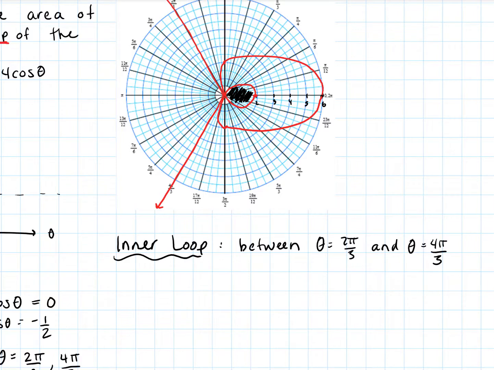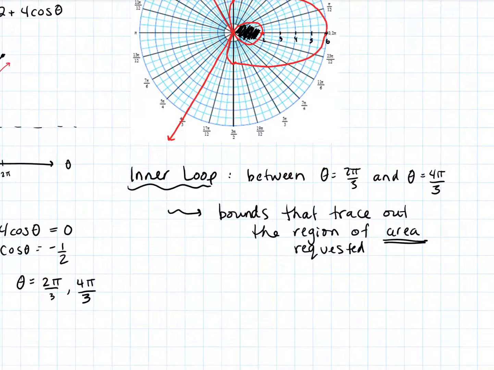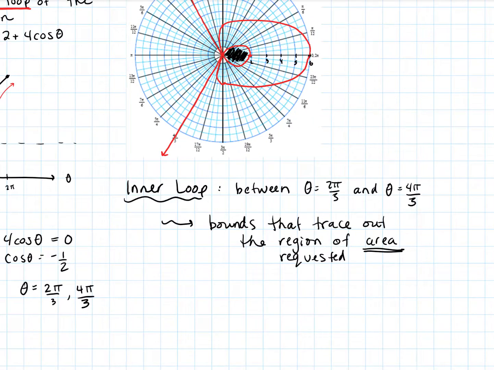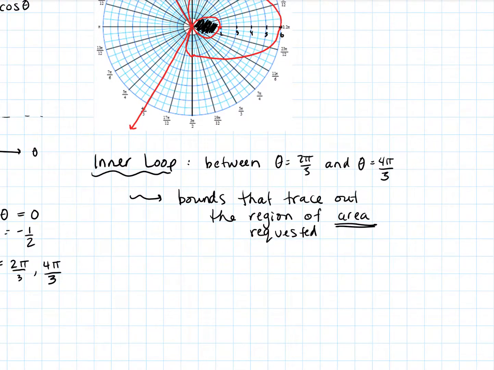That tells us those are the bounds that trace out the region that we want, the region of area requested. So those are the bounds. That's my A and my B. That's where we're tracing out the region that we specifically wanted. So, just keep in mind that this would be our A and this would be our B. There was the requirement that A be less than B, and that we were between 0 and 2 pi, which we do. We are guaranteeing that right here.